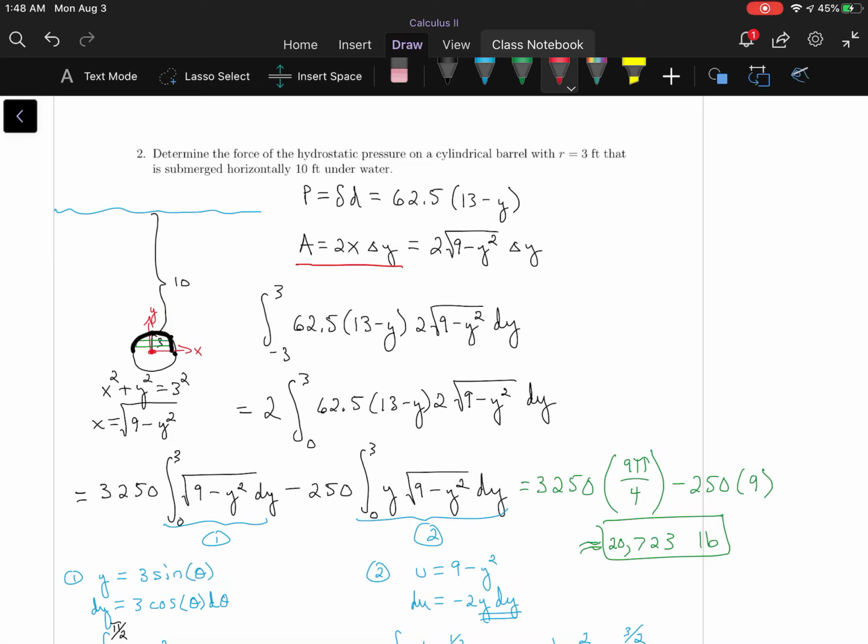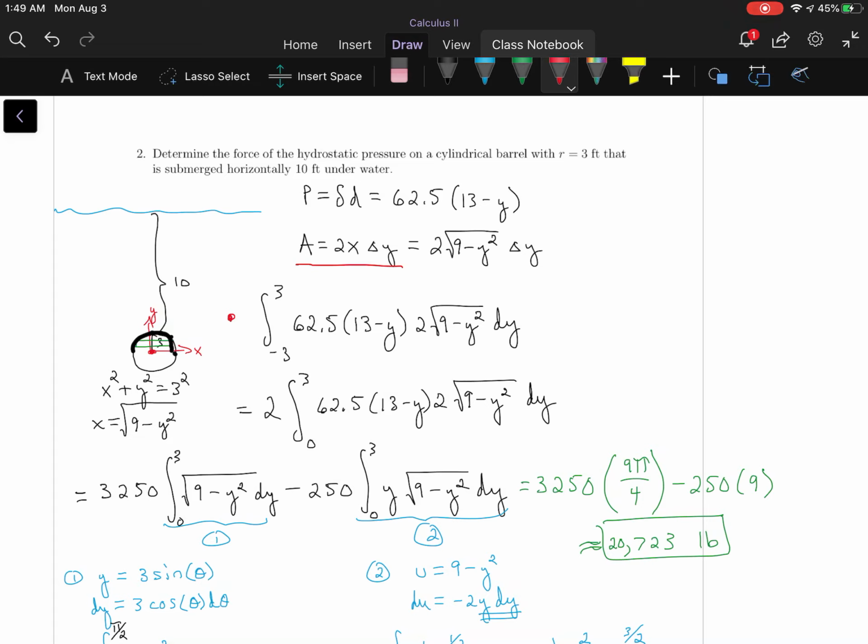Now solving for x with the x squared plus y squared equals 9 equation, the function is root 9 minus y squared, for at least the positive half. And I'm sticking with just the positive half because by symmetry, the pressure on the bottom will be the same. And so 2x delta y becomes 2 times the square root of 9 minus y squared delta y. And now we are ready to integrate.